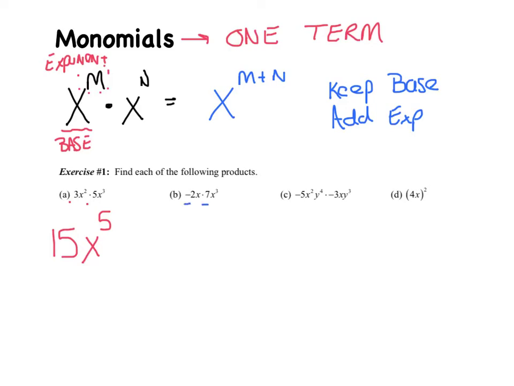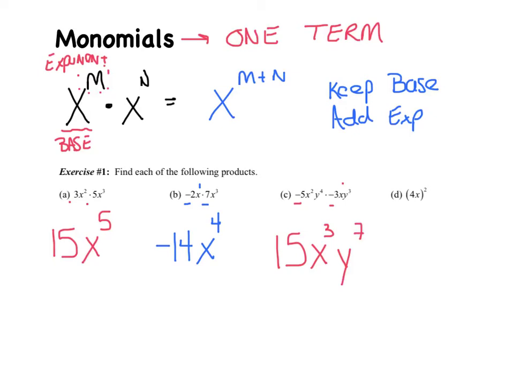Hopefully you're saying negative 2 times 7 is negative 14. The x's, keep the base, add the exponents. Remember, there is an exponent of 1 there. So I actually get x to the 4th. All right, same idea. Multiply the coefficients, the numbers in front, so that's a positive 15. All right, take your x's. I'm going to get x to the, there's a 1 there, so x to the 3rd, y to the 7th. Remember, keep the base, add the exponents.